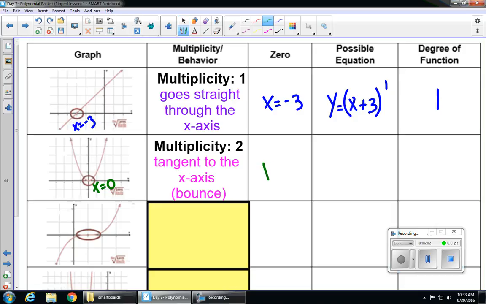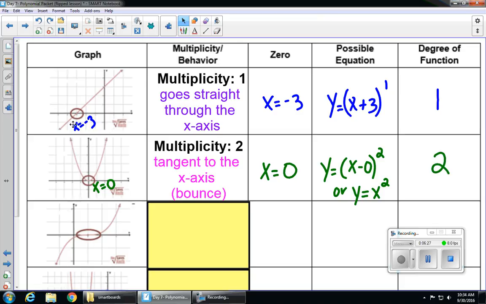So our 0 is x equals 0. Our possible equation would be y equals x minus 0 squared, but we know that we really don't need that minus 0, so you could write it as x squared, but I want you to start seeing this pattern. So that's why I have it in parentheses with the squared on the outside. And this would be a degree 2 function, second degree function.